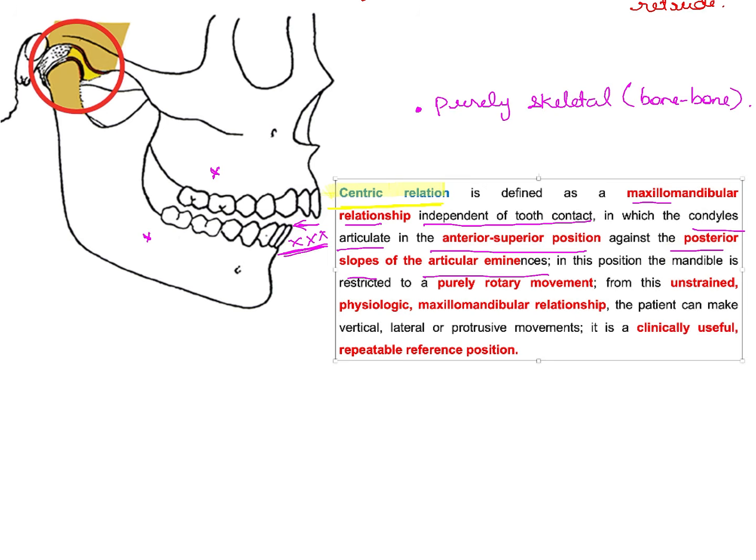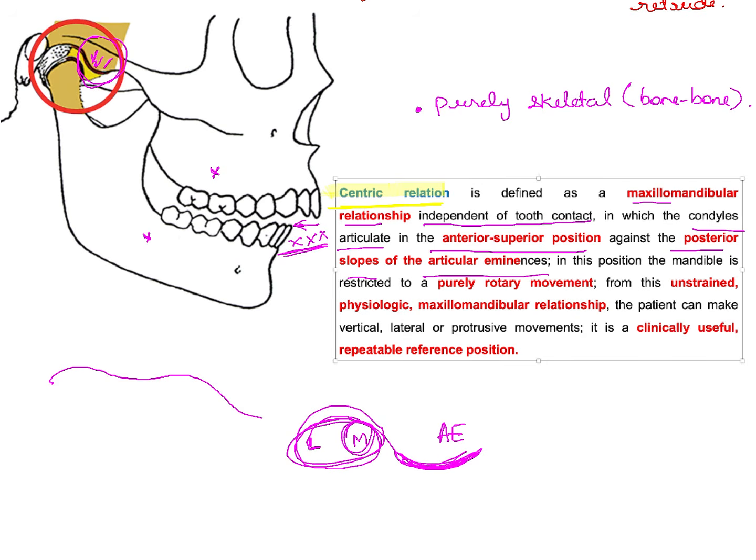Now, what is the articular eminence? So, this part, this is the fossa, and then there is this eminent part. This is the articular eminence. Okay, do you see this dark portion in this image? That is the articular eminence. Now the condyle fits here technically. This is the medial pole, this is the lateral pole. The medial pole is the one through which the hinge axis passes.